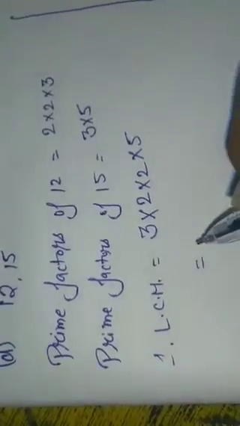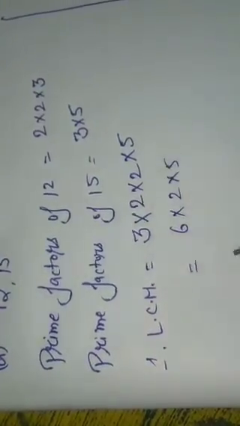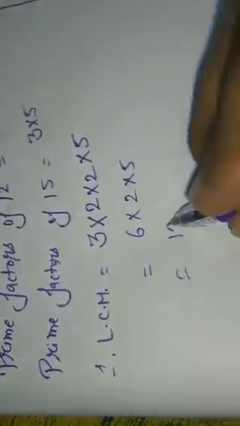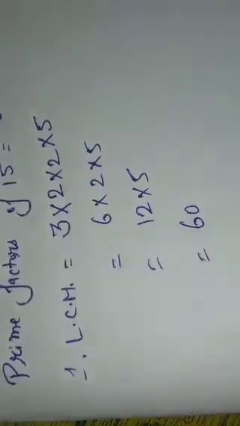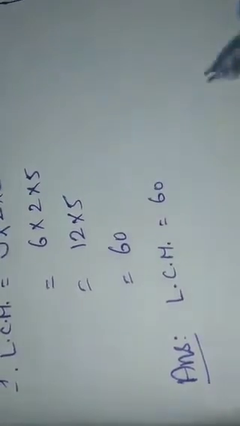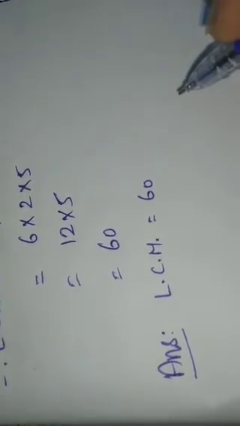So now you will multiply it. 3 2s are 6, 6 into 2 into 5, then 6 2s are 12, 12 into 5, then 12 5s are 60. So 60 is your LCM. So you can write the answer, LCM is equal to 60. Clear students? Now any doubt?